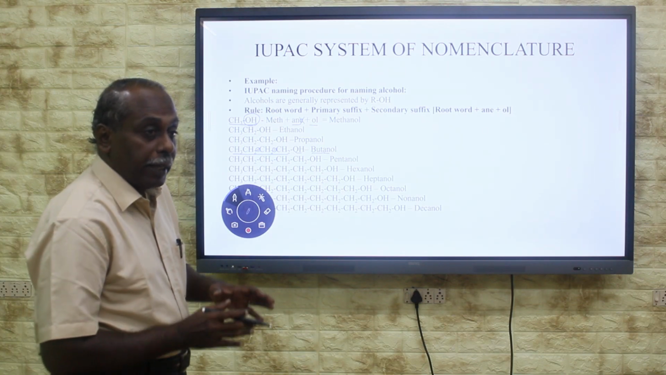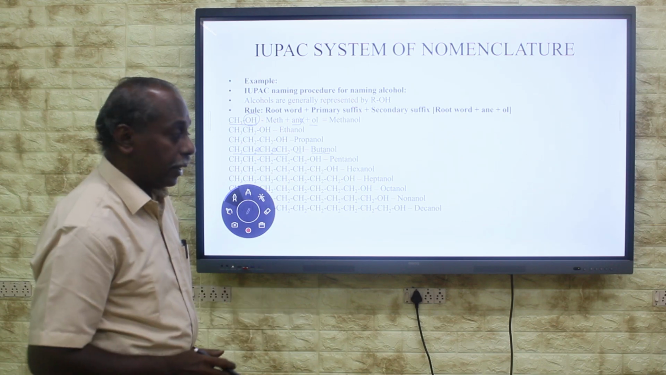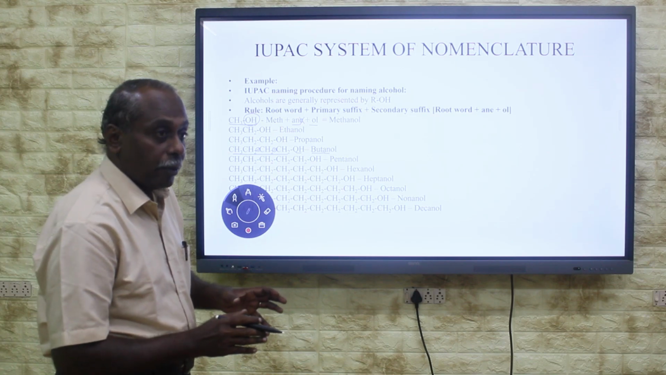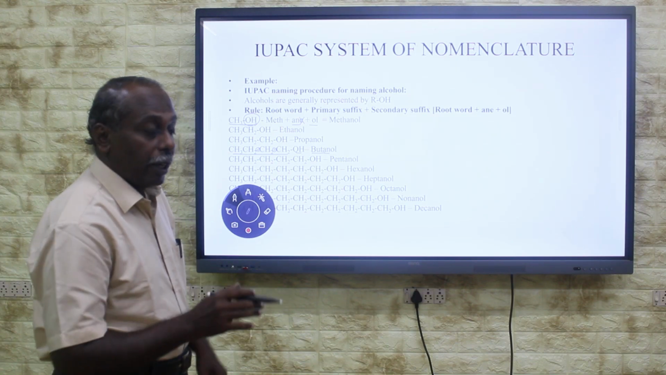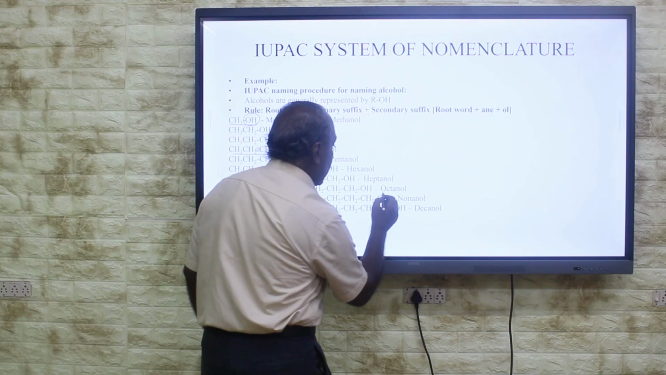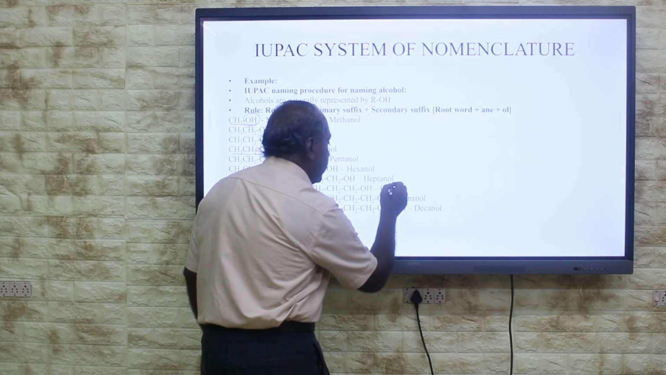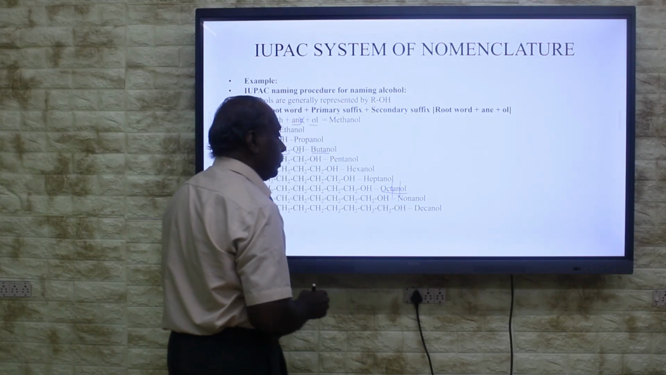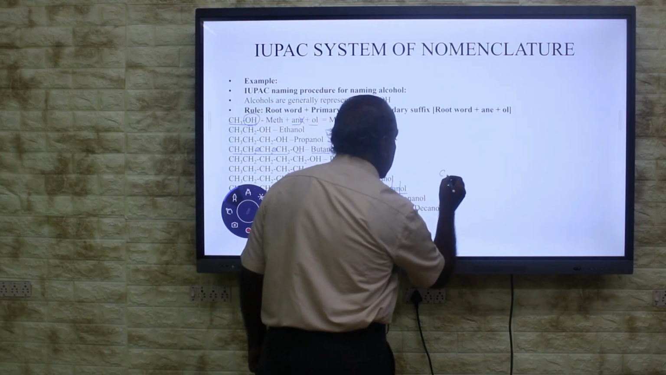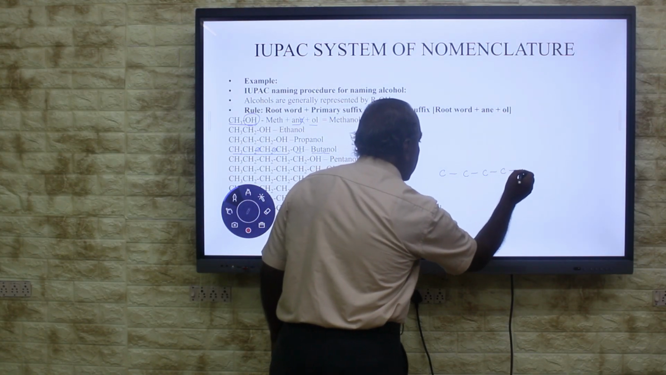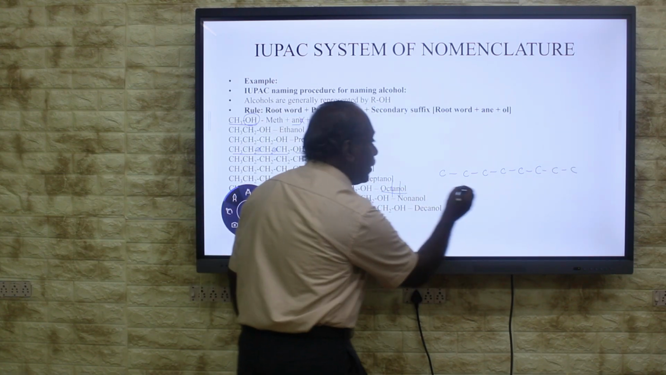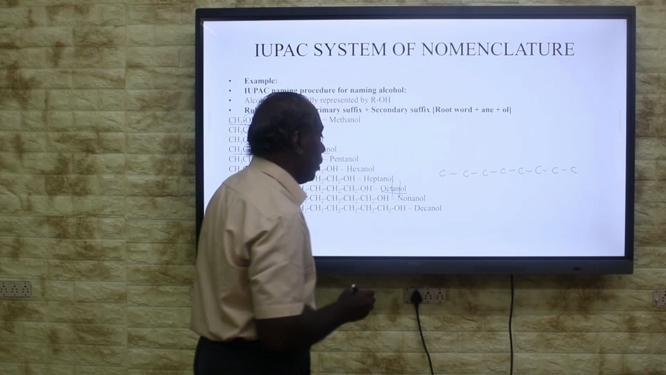Therefore, it is very important. Using the knowledge of the IUPAC system of naming compounds, we are going to write the structure of the compound. I will take one example, octanol. Here you split the name into three parts. Oct indicates there will be 8 carbons present in the compound. You write the 8 carbons. Then ANE indicates all the 8 carbon atoms are connected by single bonds.